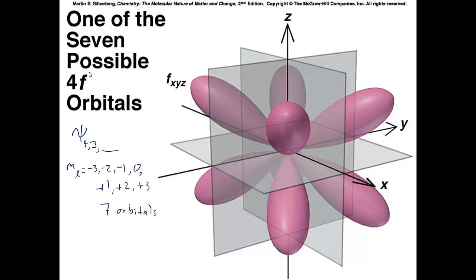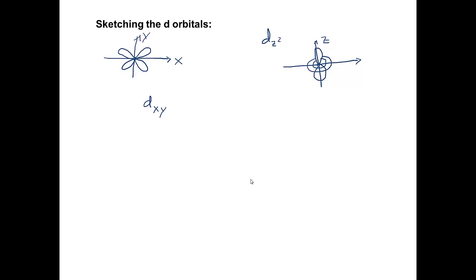And remember, F stands for L equals 3, quantum number L equals 3, and so there's 7 of these F orbitals. And here's one of those F orbitals where you've got these balloon shapes sort of pointing up into these different quadrants in space.